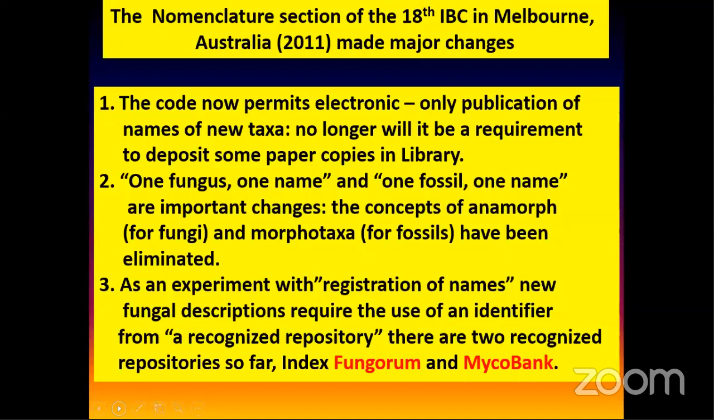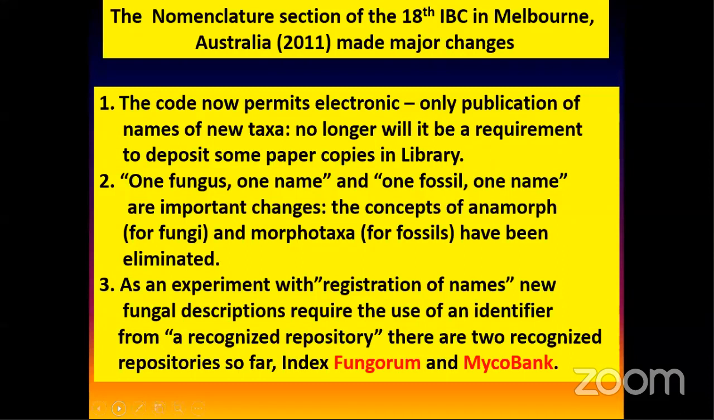The nomenclature section of the 18th International Botanical Congress in Melbourne, Australia, made major changes. All previous codes had some changes, or carried over previously recommended portions into the next code. But in the Melbourne Code of 2011, major changes were made. I would like to point out these three points. The first one is that the code now permits electronic publications. For publication of names of new taxa, it is no longer a requirement to deposit paper copies in libraries. The code has allowed publication to be electronic.